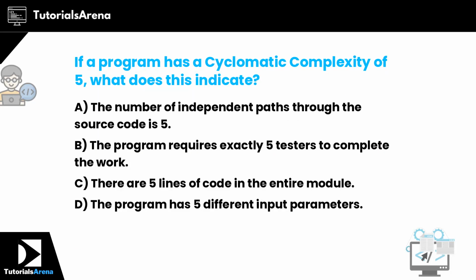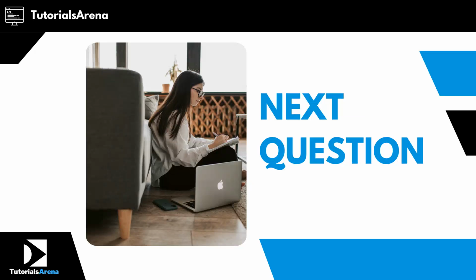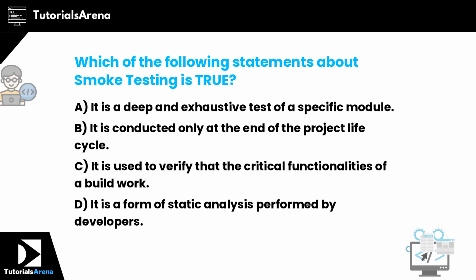If a program has a cyclomatic complexity of 5, what does this indicate? The correct answer is option A. The number of independent paths through the source code is 5. Which of the following statements about smoke testing is true? The correct answer is option C. It is used to verify that the critical functionalities of a build work.